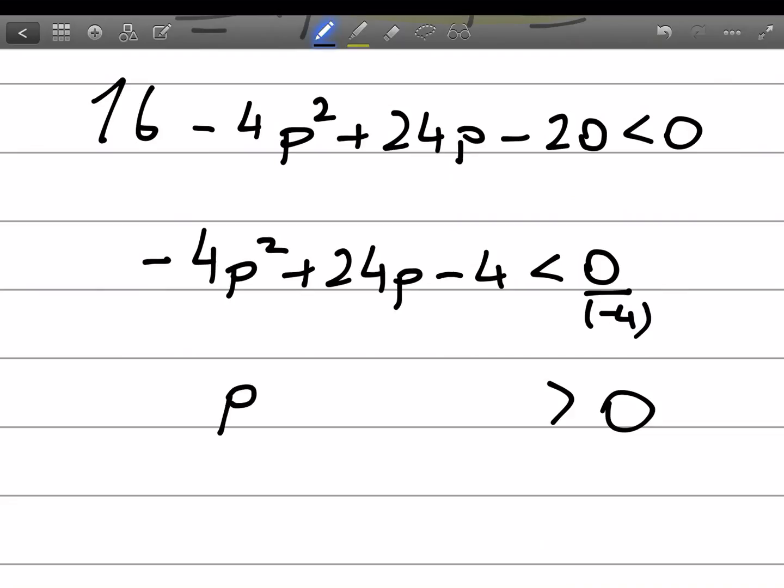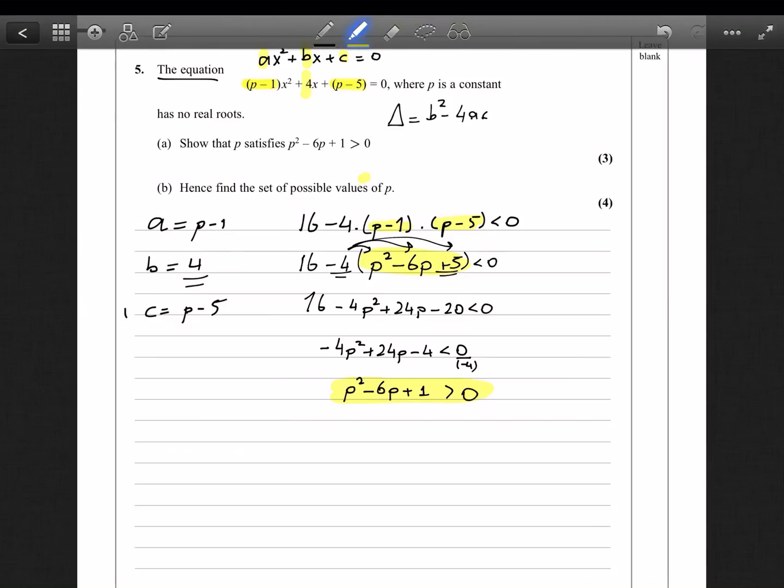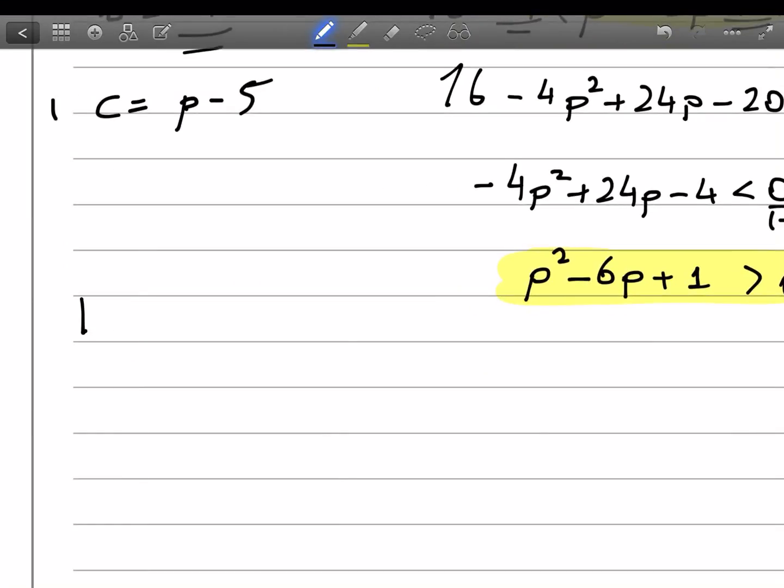We have p squared minus 6p plus 1 greater than 0. That is what we got. Then part A asks to show that p satisfies this. That's right, it satisfies. But we have to find the set of possible values of p, and that's also easy. Let's write here part A, and here we have part B.